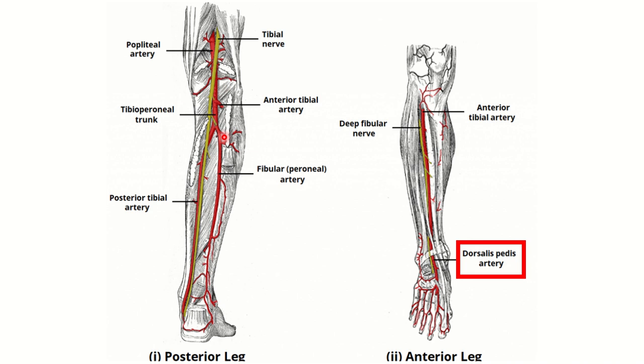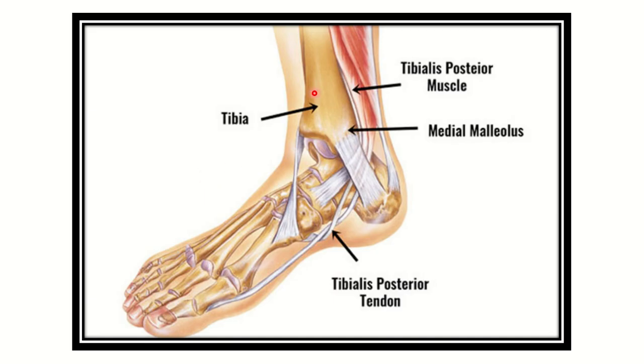But on the other hand, here we can see the posterior leg structures, such as the posterior tibial artery, the tibial nerve, and the muscles in the posterior compartment of the leg. They are not related to the anterior tibial artery. Another structure here is the tibialis posterior muscle, and some other muscles in the posterior compartment, which are not related to the anterior tibial artery.